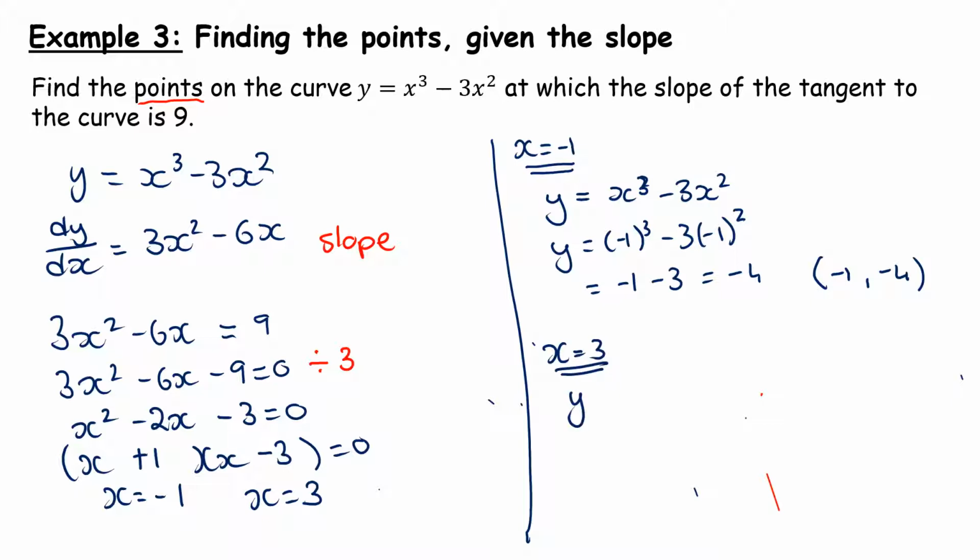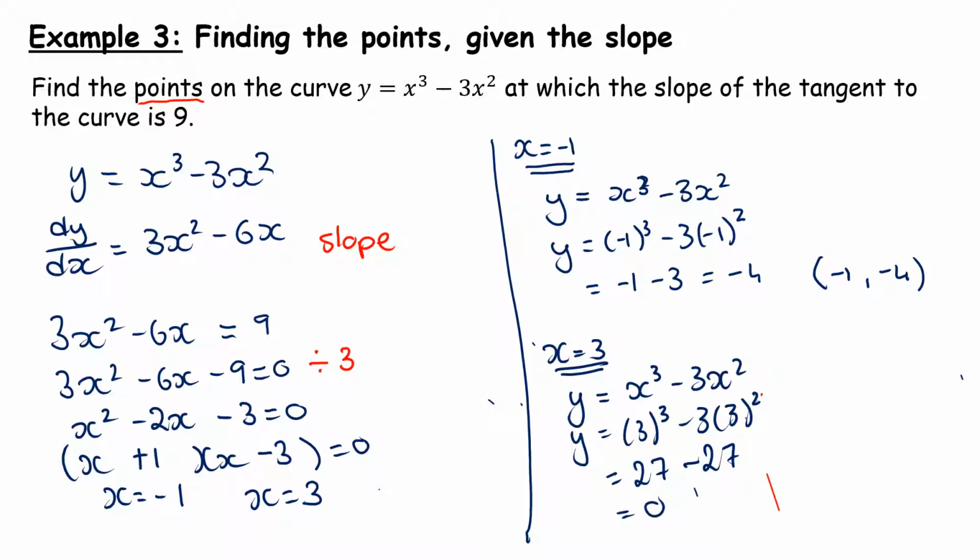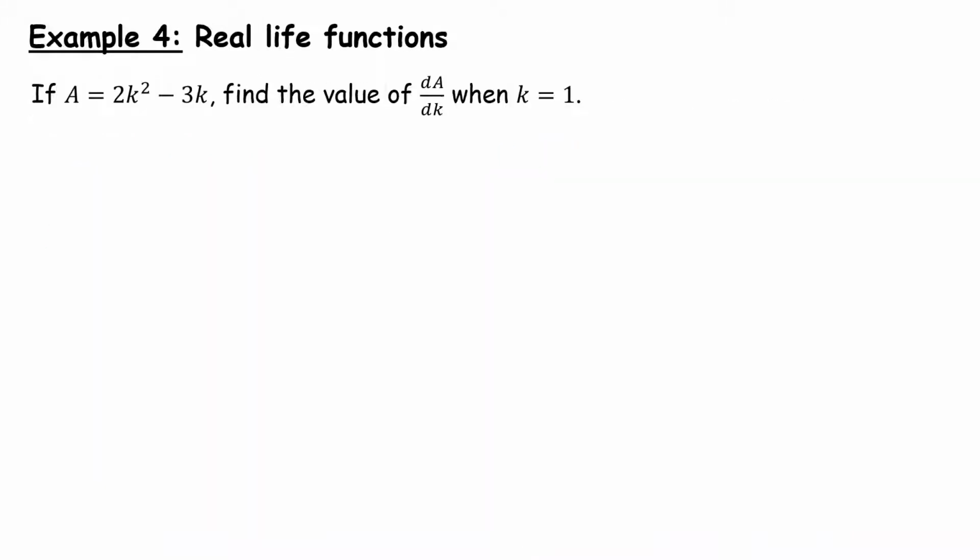Again, I want to find the y coordinate of that point, and it's still x cubed minus 3x squared. So I get y is equal to 3 cubed minus 3 squared, which is 27 minus 9 minus 27 equals 0. So my point here is 3, 0. So they are the 2 points on that slope where the tangent to the curve is 9.